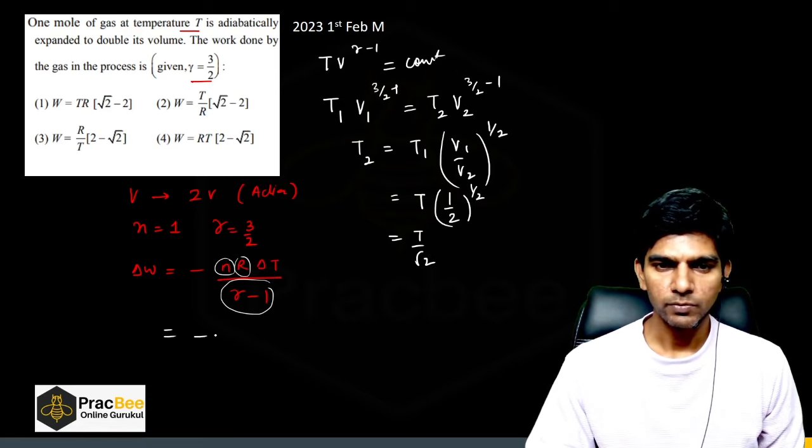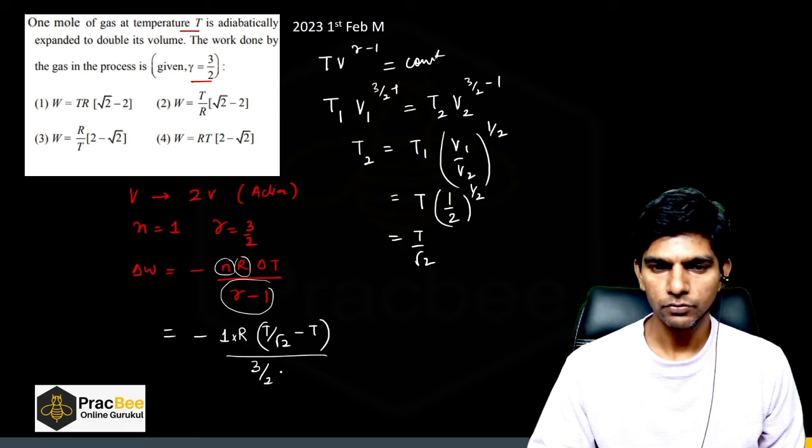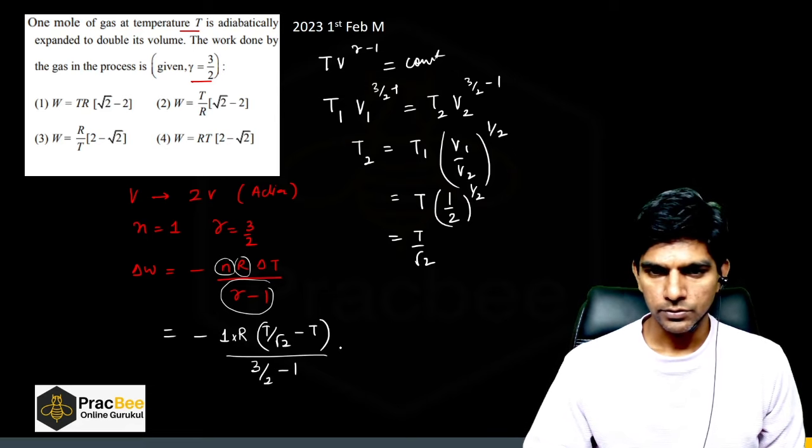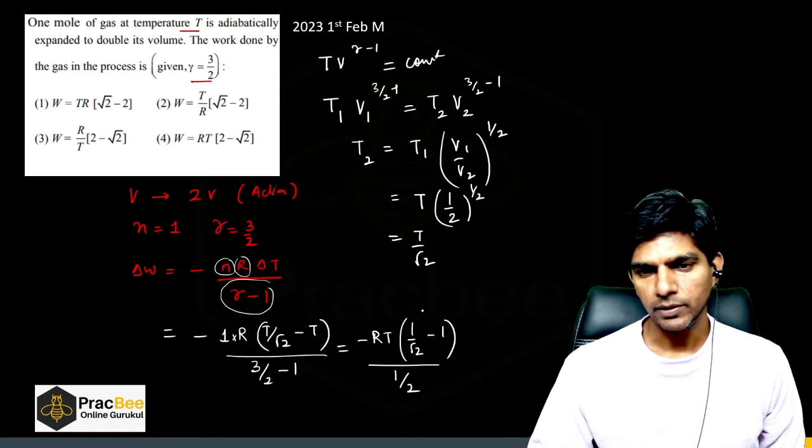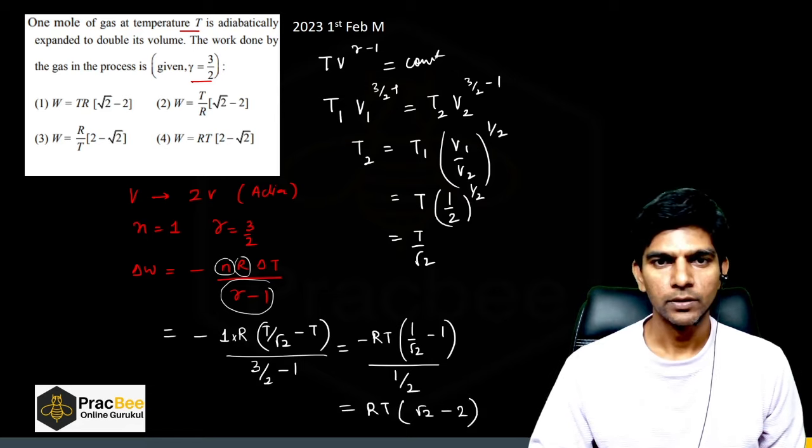So we can write this as minus 1 R T by root 2 minus T divided by 3 by 2 minus 1. So if I take T common in the numerator, we'll get minus RT as 1 by root 2 minus 1 divided by 1 by 2. Now let us multiply numerator and denominator by 2. So we will get RT root 2 minus 2.